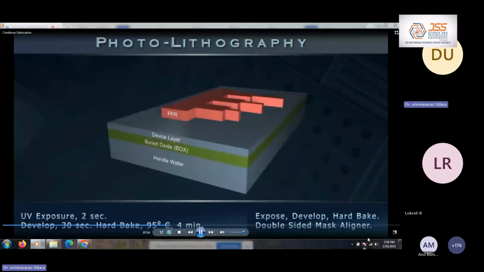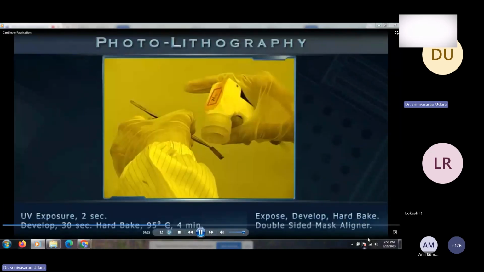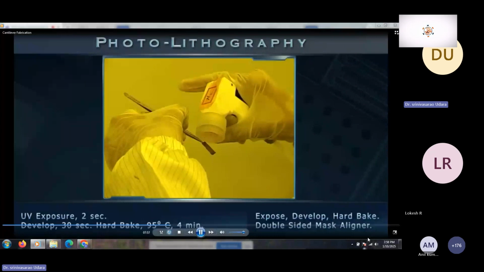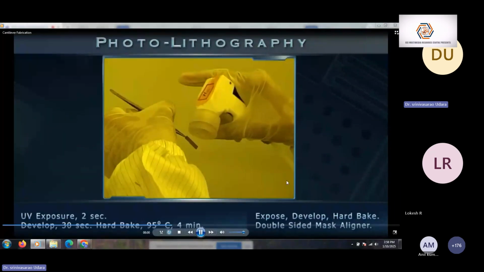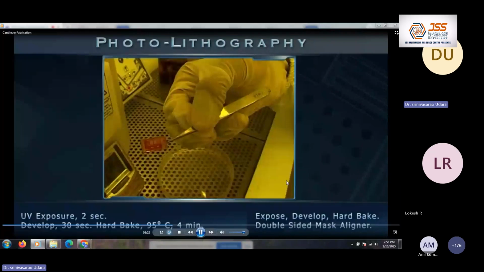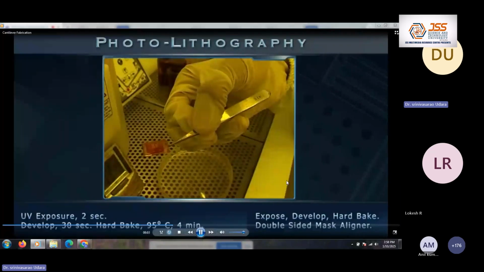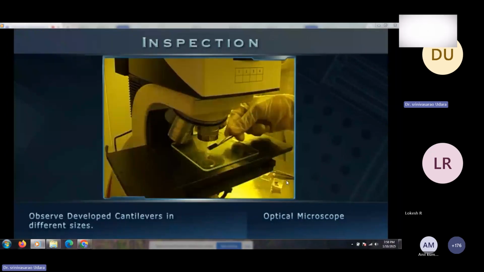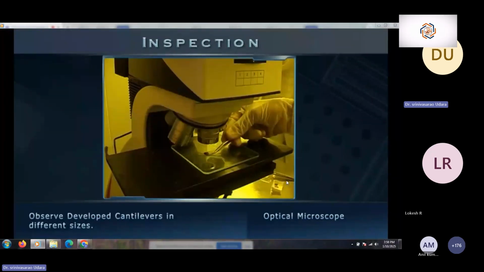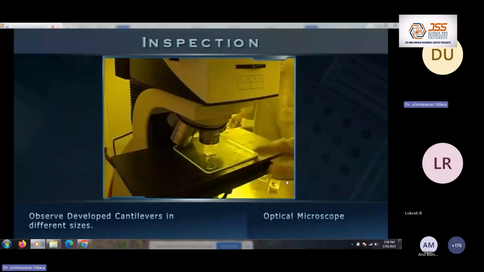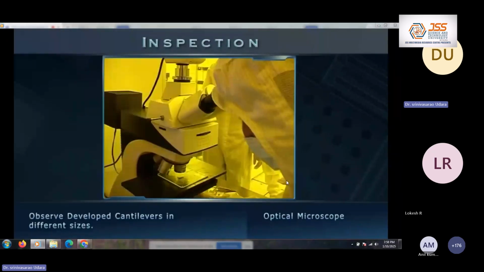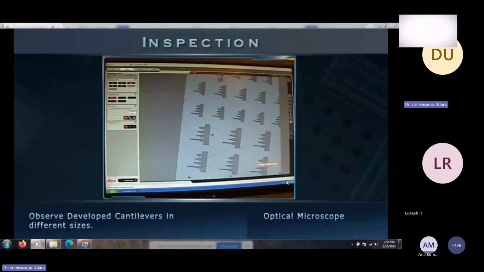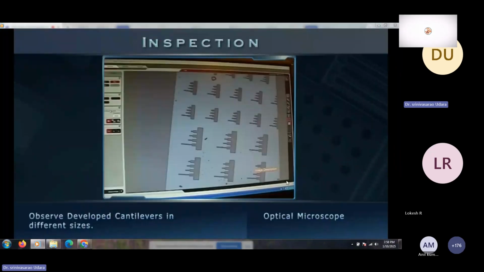Once the pattern is developed, the sample is rinsed with DI water and given a nitrogen blow dry. We have now created the cantilever pattern on our sample's photoresist layer. To confirm, we make a quick microscopic inspection. The cantilever pattern shows up clearly on the microscope's display screen.